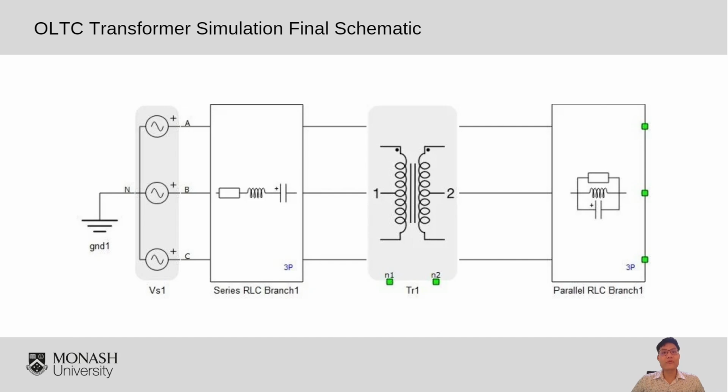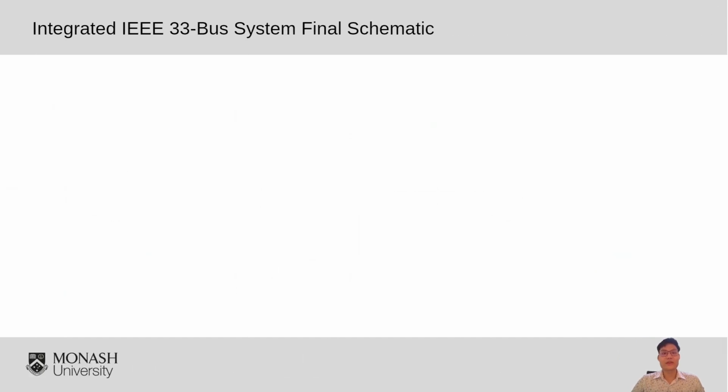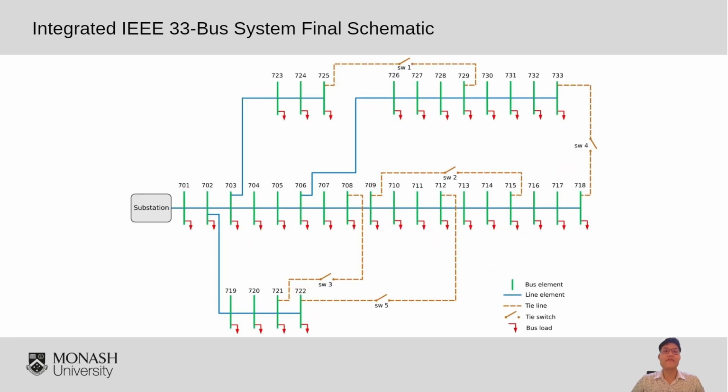Now that we have looked at the individual OLTC model in action, let us see how it fits into the bigger picture. And here is the final integrated schematic of our model. This system models a real-world power grid, where green lines show power flow points and brown lines represent backup pathways. Tie switches control these paths for reliability, and the OLTC helps regulate voltage in real time.